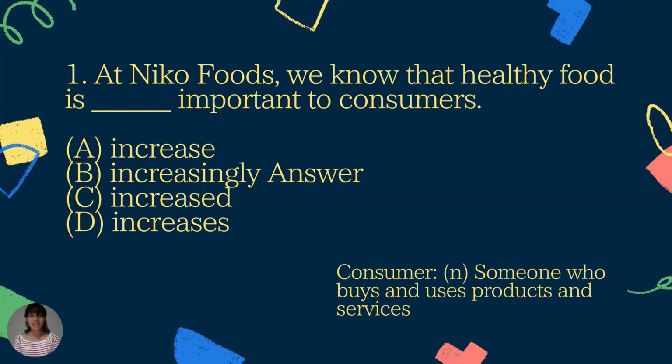So A, C, and D are all verbs. So A is a verb in its base form, C is a verb in its past form, and D is a verb in the singular present form. So obviously you want a word that describes an adjective, and that is only done by an adverb. So the correct answer is B, increasingly. All right, so now let's move on to number 2.